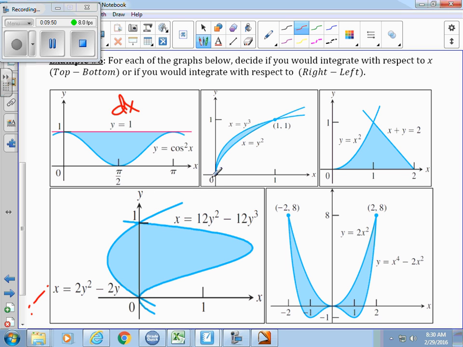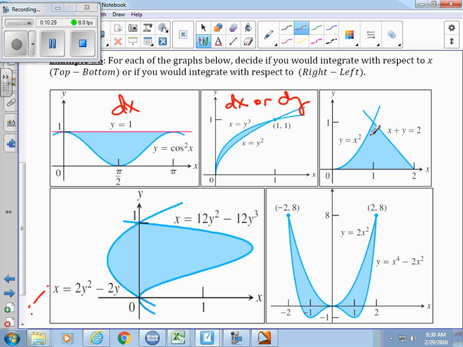What about this one? Either way. There's always a clear-cut right, there's always a clear-cut left, there's always a clear-cut top, there's always a clear-cut bottom. So either way, whichever one you feel like. Now, because you see the equations x equals y cubed and x equals y squared, some of you may decide, hey, I'd rather do dy because it's already solved, I wouldn't have to solve the equation.